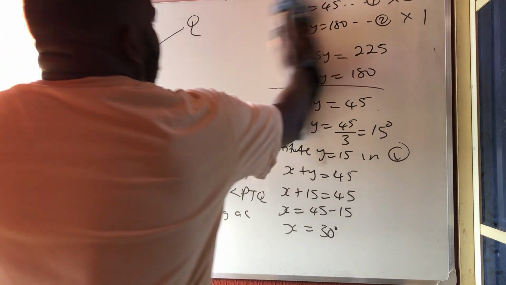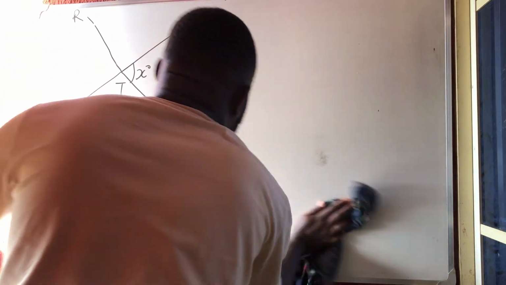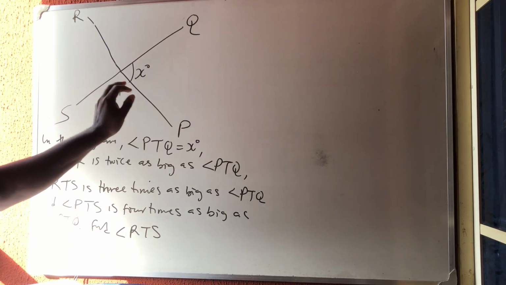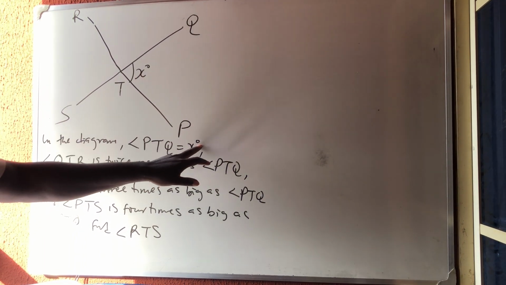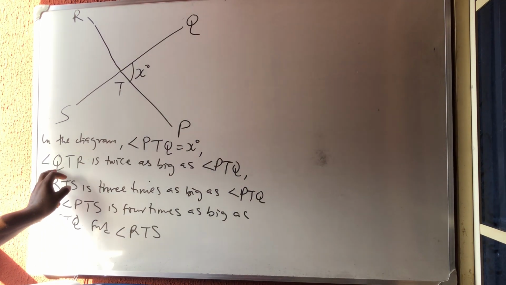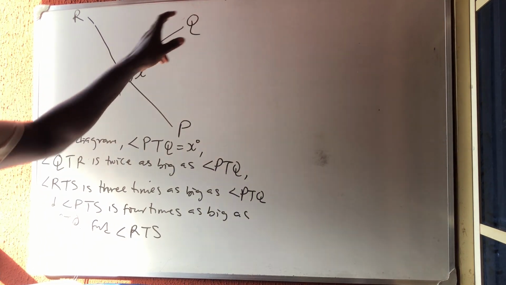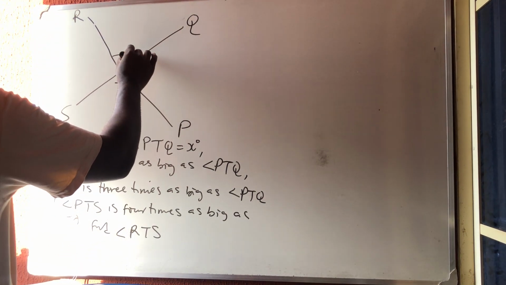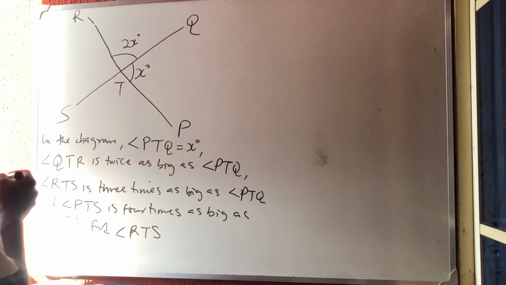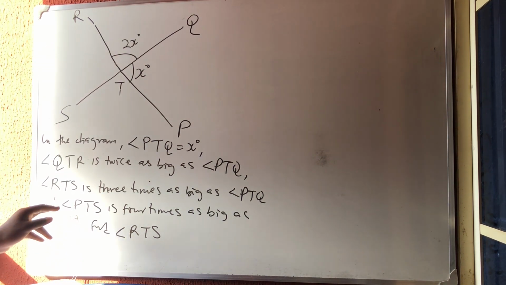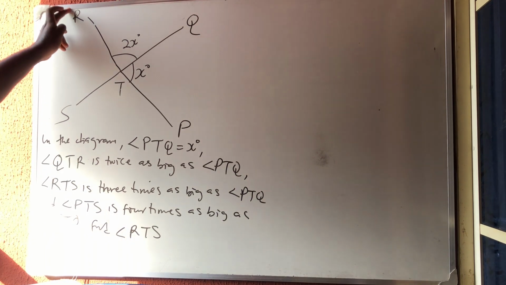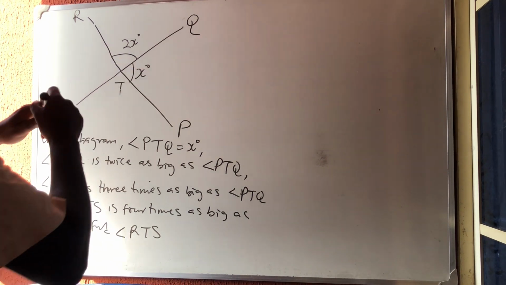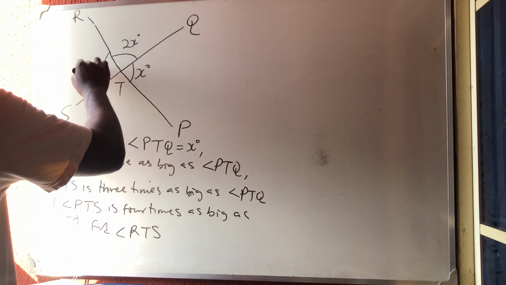Now if you look at this, it's very, very simple. Angle PTQ, which is this, they say is equal to x degrees, no problem. They now said QTR is twice as big as this. So twice means 2 times this, which is 2x degrees. Are you getting that now? The next one, they say angle RTS, which is this one, is 3 times this one. So 3 times x will give you 3x.